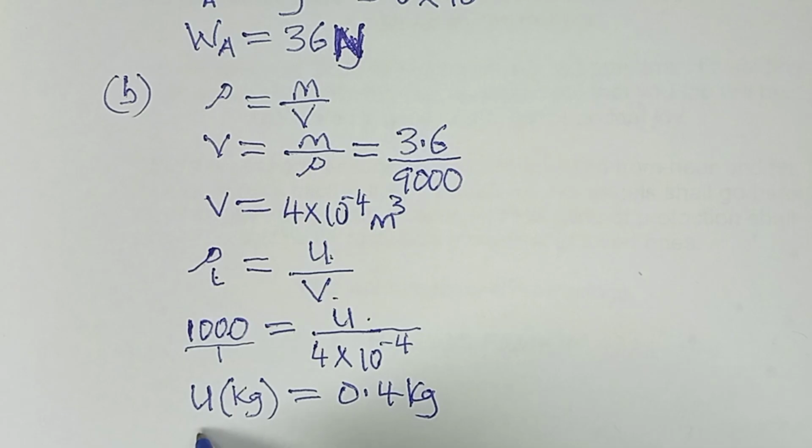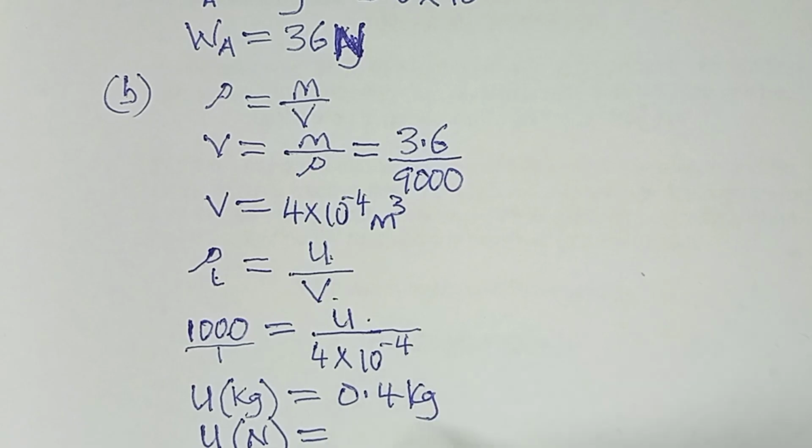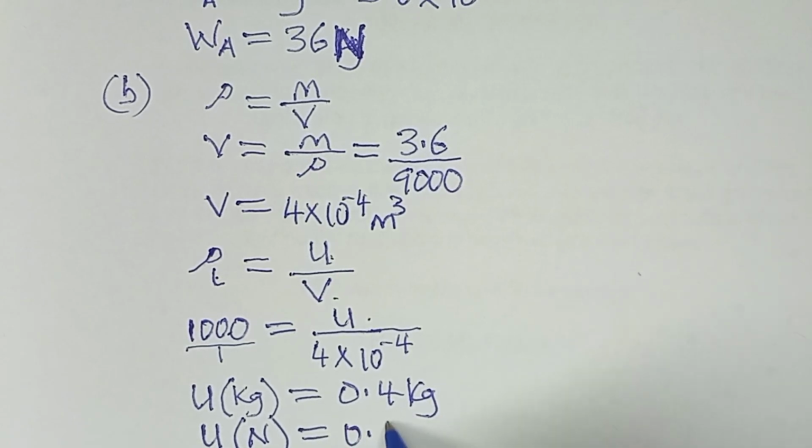But what about the upthrust in Newton? Don't forget, to convert kilogram to Newton, or to convert mass to Newton, you simply multiply by acceleration due to gravity, 10.